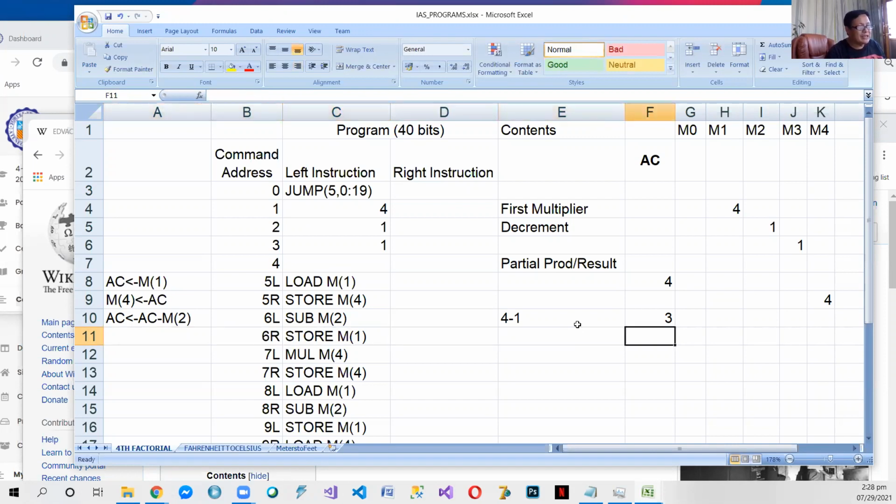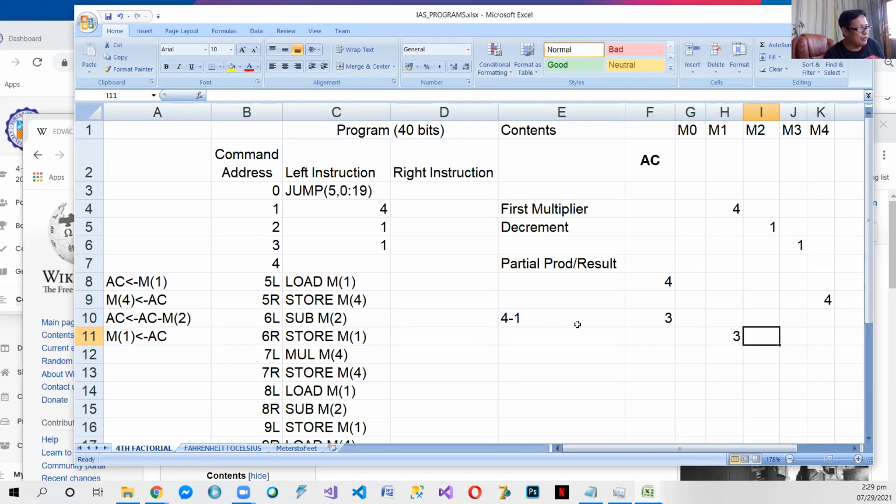So 3 is our next multiplier. We store it as the next multiplier because our next multiplier is an M1. So we say store M1. What do you mean by store M1? M of 1 receives AC. Actually, we already have it here. So M1 now becomes 3. So the next time we multiply with 3 instead of 4. So we have computed the first partial product. We have computed the next multiplier. What's the next thing to do? Repeat.